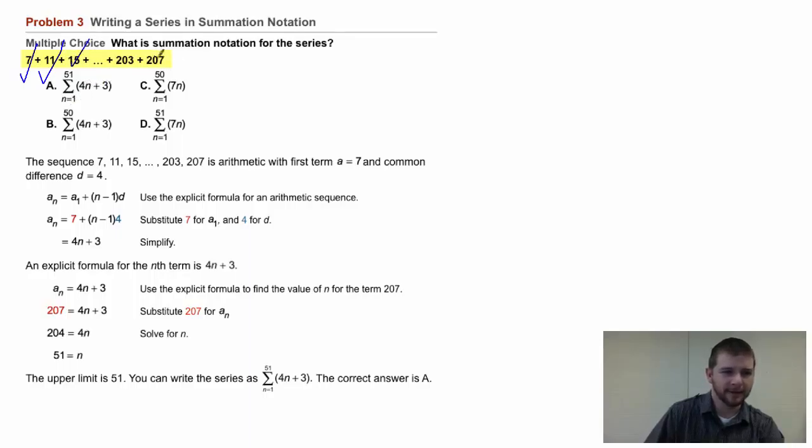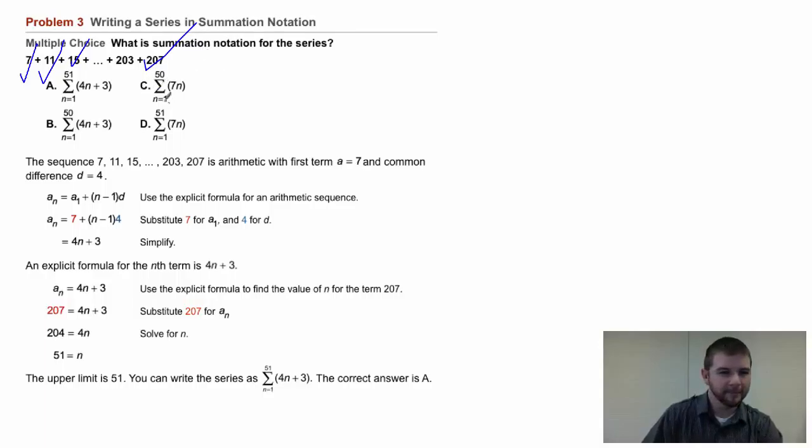Let's check the upper end. When we substitute in our upper limit, 51, we should get 207 if this is the correct notation. 4 times 51 would be 204 plus 3, 207. And I'm feeling really guilty at this point because we've checked our answers and the first one worked just fine. Let's pretend for a moment we didn't know that yet, or we just wanted to be good mathematicians and eliminate some of our other choices.